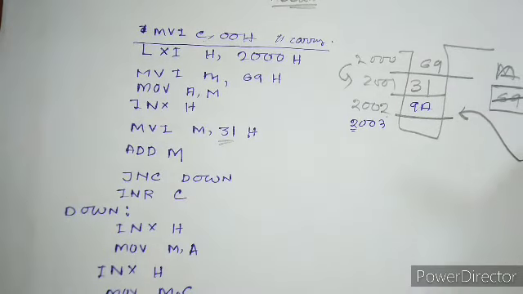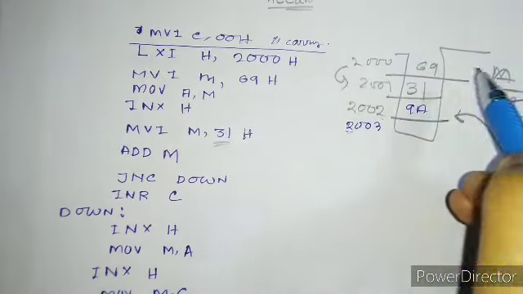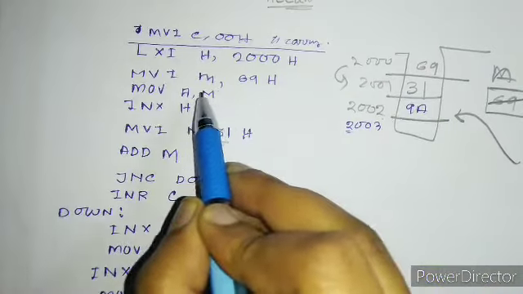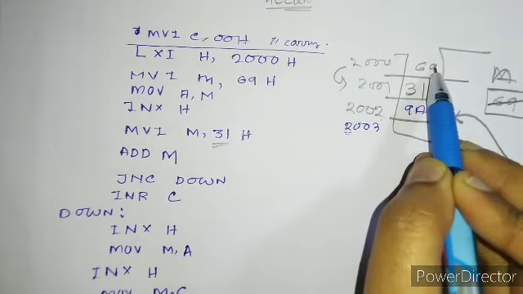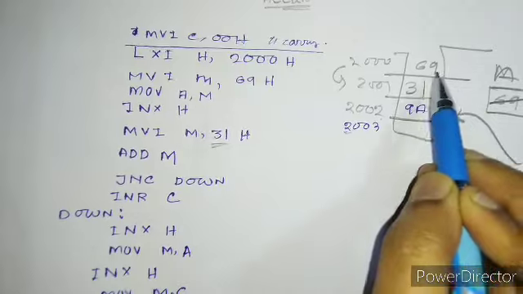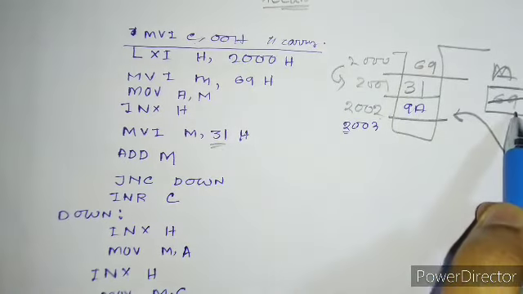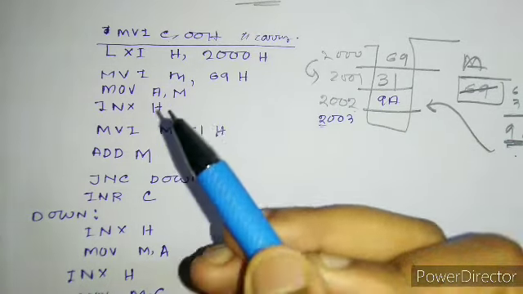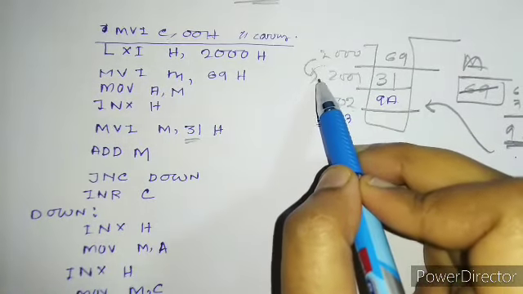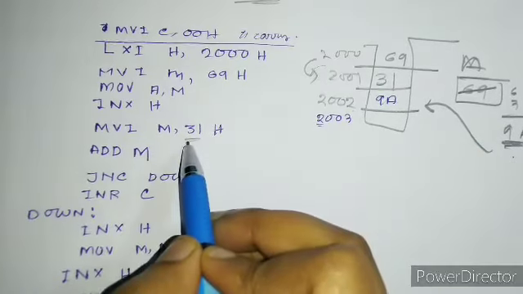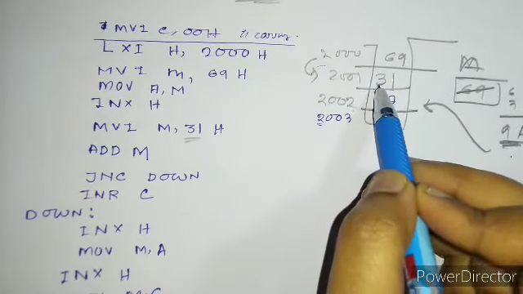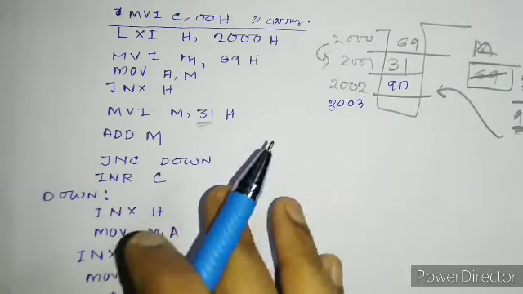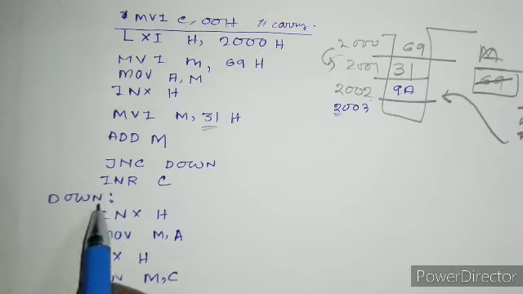So LXI H, 2000H, MVI M, 69H. So now my memory will be initialized with 69. Then I move that value to the accumulator, because in addition the accumulator holds an operand. Then I increment the address and store 31 to this location. Then I add them, and now I check for the carry.